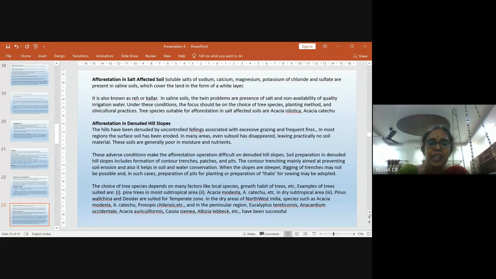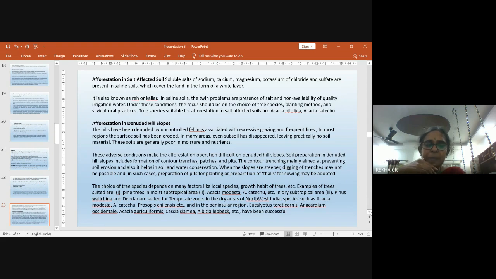Soil preparation in denuded hill slopes includes formation of contour trenches, patches and pits. These are done mainly to prevent soil erosion and help in conservation of water and soil. When the slopes are very steep, digging of trenches is not possible. In such cases, pits are prepared for planting, for sowing, etc. The choice of the tree species depends on a number of factors like the climatic conditions, the growth habit, the endurance of the tree, etc.